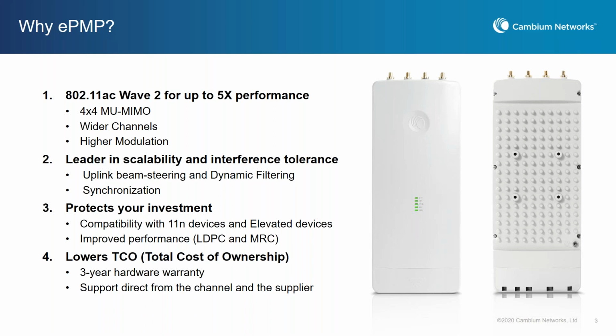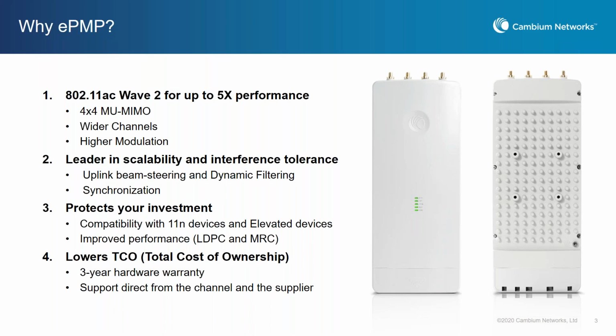But what the Wave 2 of 11ac brings is 4x4 MU-MIMO in an affordable package. It brings wider channels and higher modulation. So we really get a jump in capacity and performance by going to Wave 2. And a lot of the other products out there from our competition are using Wave 1, which do not provide the MU-MIMO benefit. MU-MIMO, of course, gives you the ability to talk to 2 subscribers at the same time in a 4x4 scenario, and thereby doubling the capacity of the network.